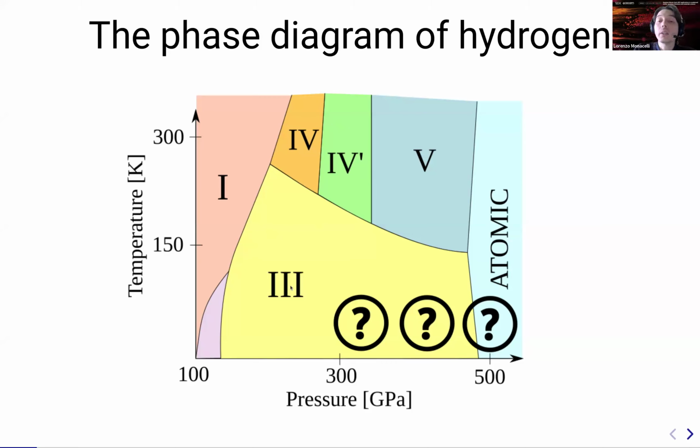And in particular, one route to atomization of hydrogen is the low temperature route where hydrogen is in phase 3, where there have been a lot of reports of possible phase transitions in hydrogen, which are contradictory to each other. And so the situation experimentally is really complex.